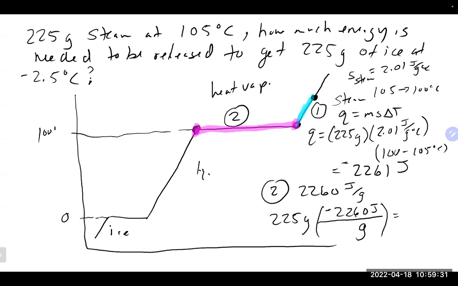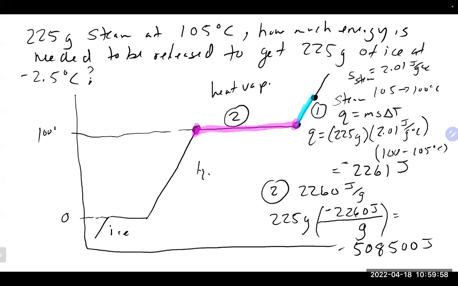And 225 times 2260 gets us, I believe, 508,500 joules, which would be negative in this case. Any questions so far?